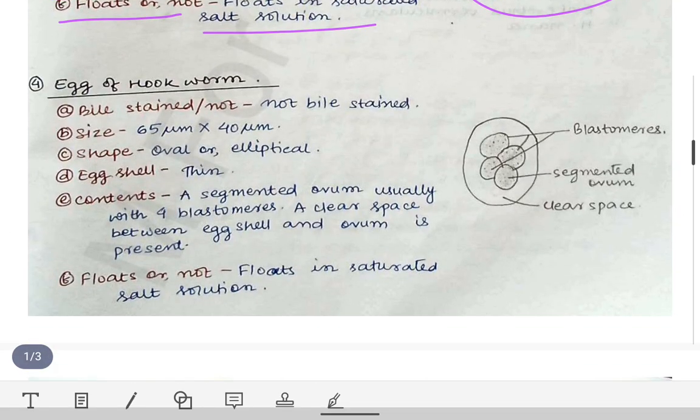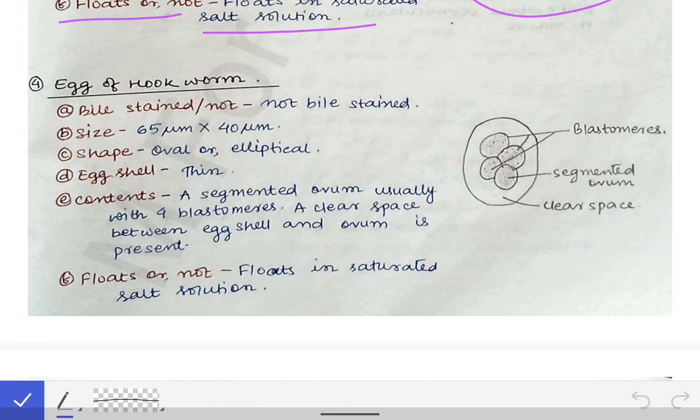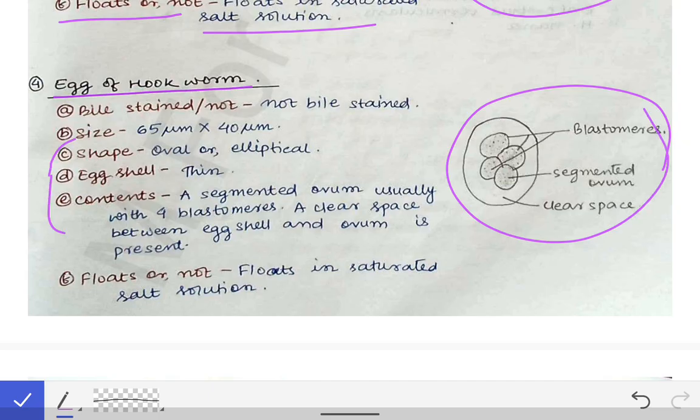Now next let's go to our fourth egg under discussion, that is the egg of the hookworm. Now see the diagram here and let's answer those three questions: the shape, egg cell, and the content. So the shape is oval, as is quite evident from the diagram. It is oval or elliptical. And then the egg cell is thin. See here, this is a very thin, pencil-thin egg cell.